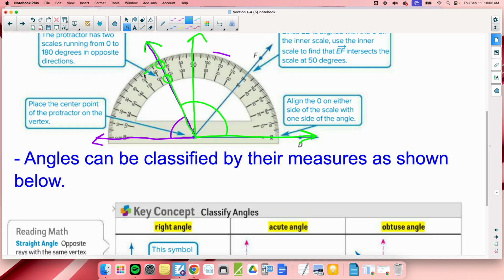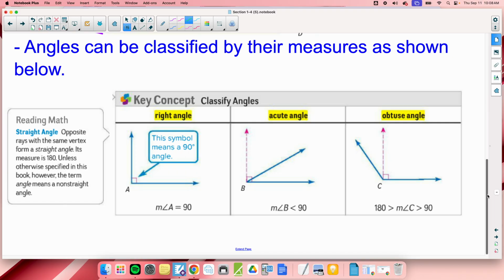Okay? Now, for this, do you guys already know this, that a right angle is equal to 90? Do you guys know acute means it's less than 90 and obtuse is bigger than 90? Okay, if you didn't know that, that would be something you could write in your notes, but if you know that already, that's perfect.